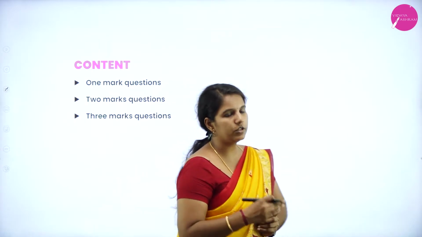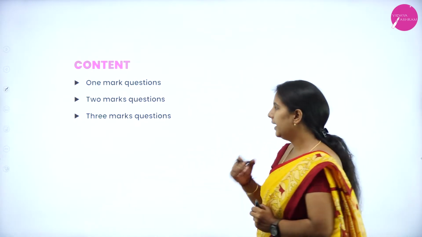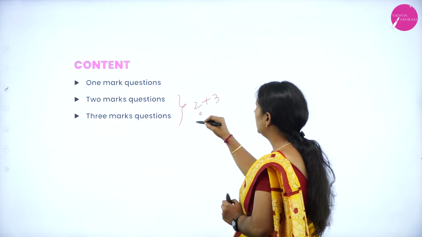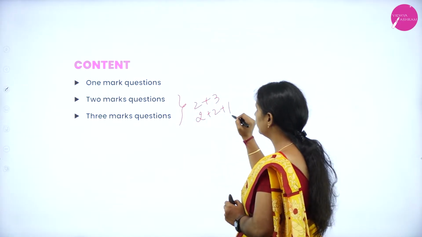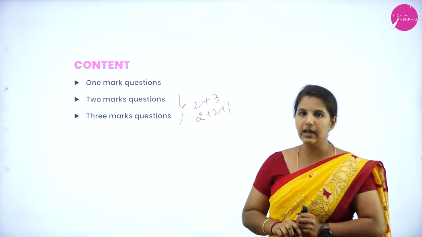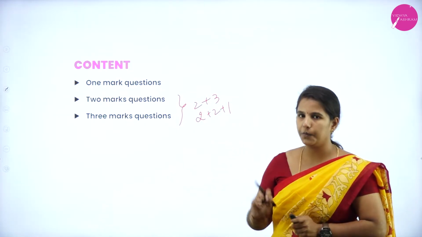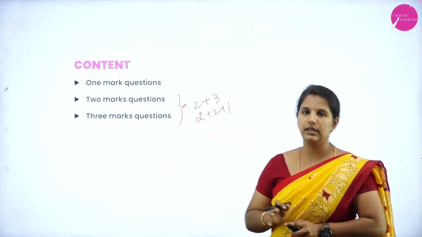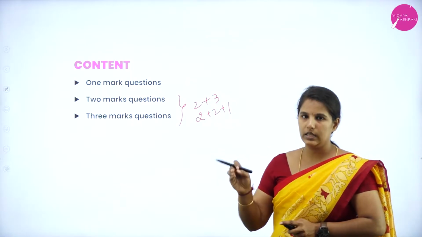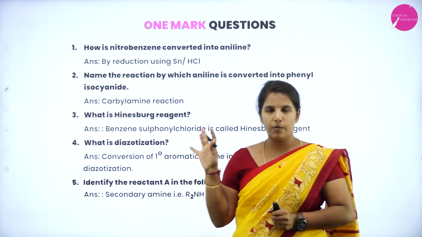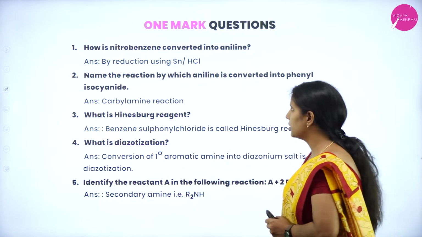But when it comes to the 5 marks, again it has been split into 2 plus 3 or 2 plus 2 plus 1. So that is why I have listed out the 1 mark, 2 mark and 3 mark questions. So hope you have understood the types of questions which have been asked in all the units in chemistry. Okay. First, we'll see only the important 1 mark questions from this unit.